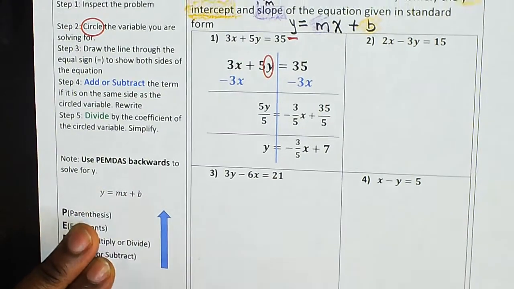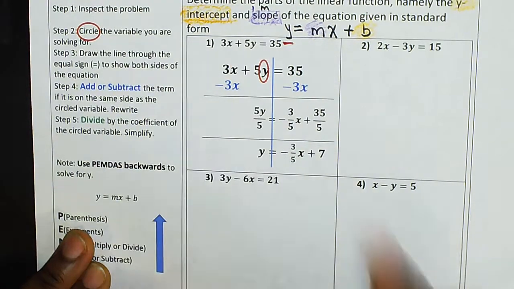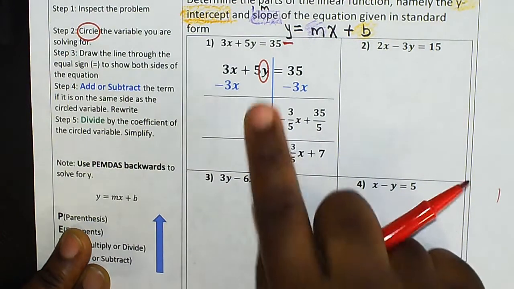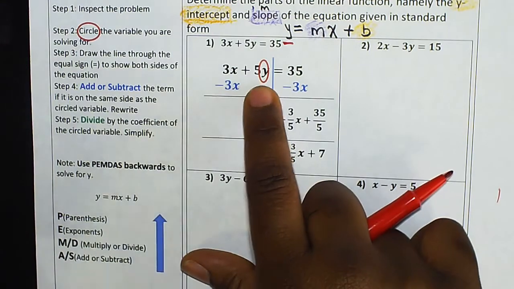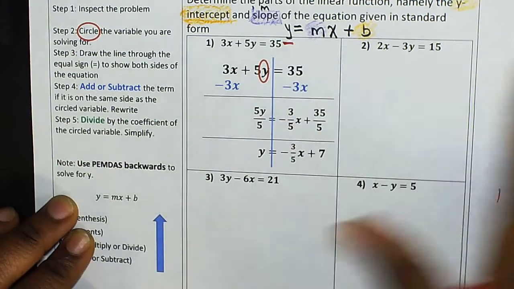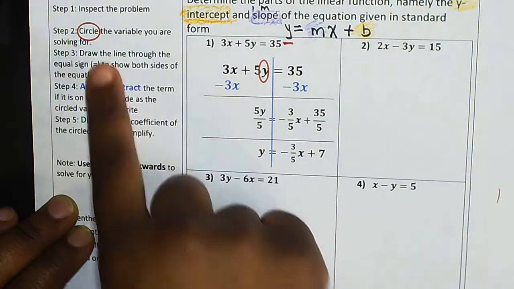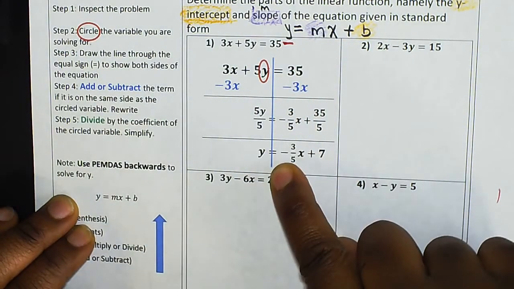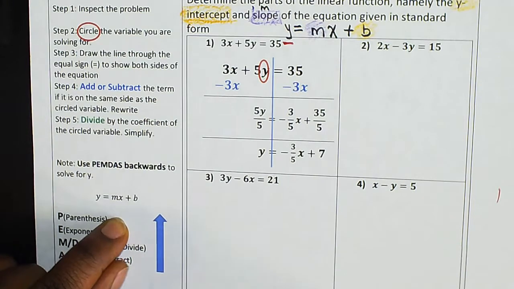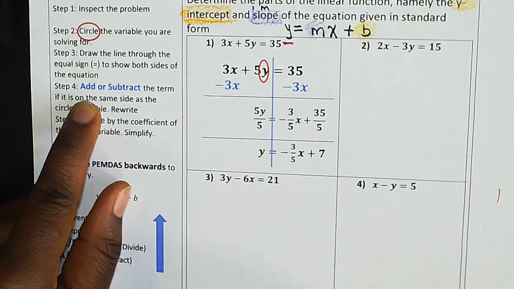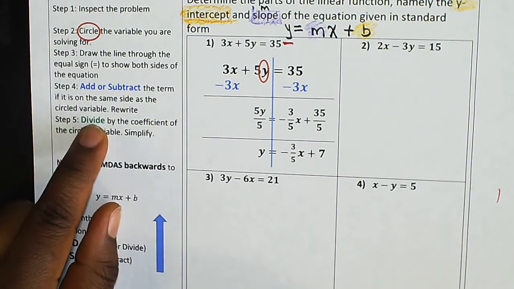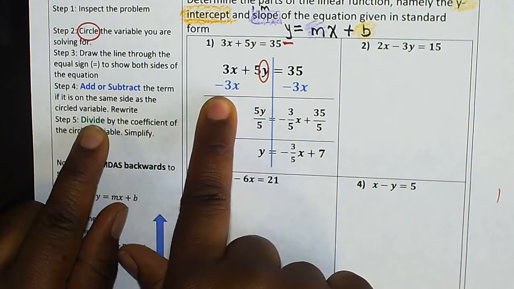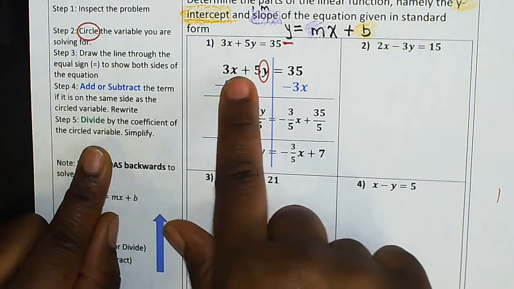So let's look at number one, and we're going to go through the steps. First, we're going to inspect the problem. We're going to look at it, and we're going to circle the problem that we want to do, and the variable that we want to solve for. We want to solve for y. So it's already circled. Next, we're going to draw a line through the equal sign. Step 4, we're going to add or subtract the term if it's on the same side as the circle variable. So what does that mean? We're going to add or subtract this term 3x.